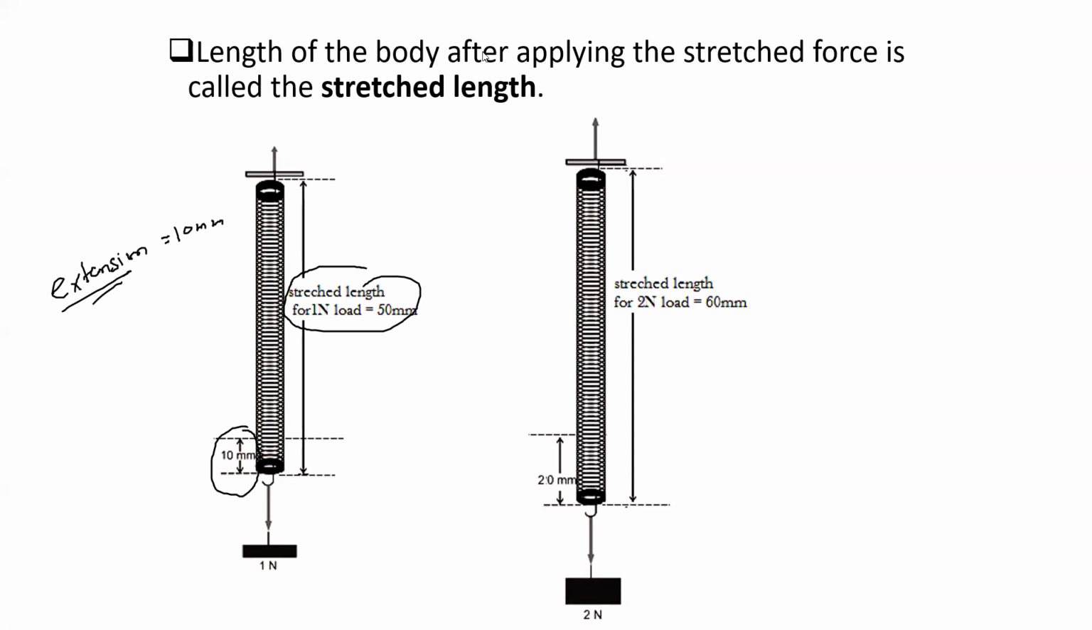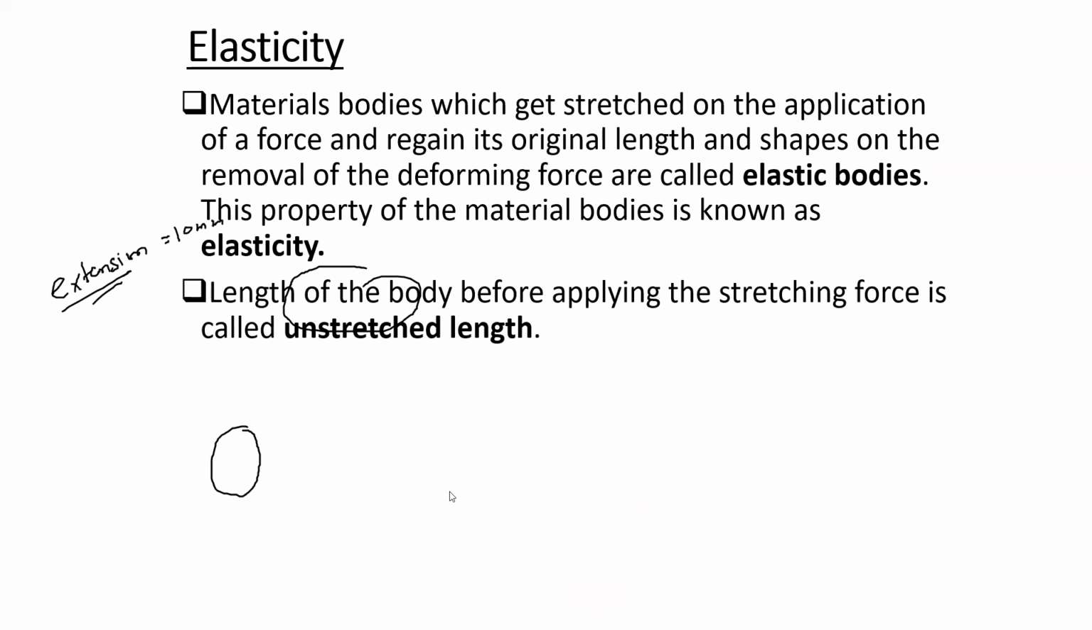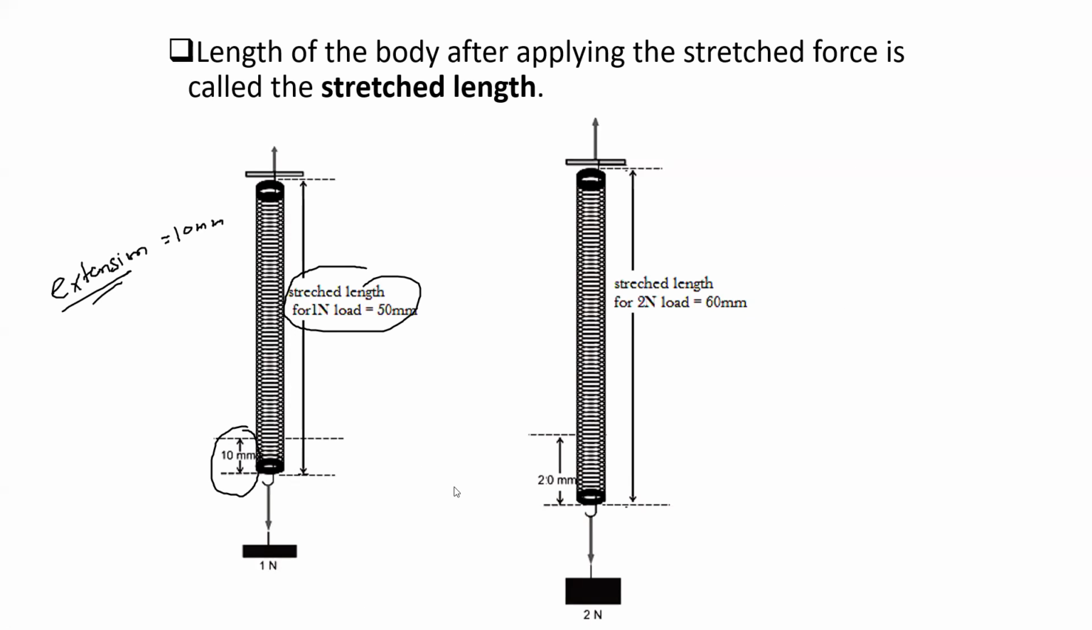Extension is always calculated from the original. So originally it was 40, but now it is 60. So always the original length matters. The formula of extension is the stretched length minus the original length. So 60 minus original 40. So we'll get extension as 20 millimeter.